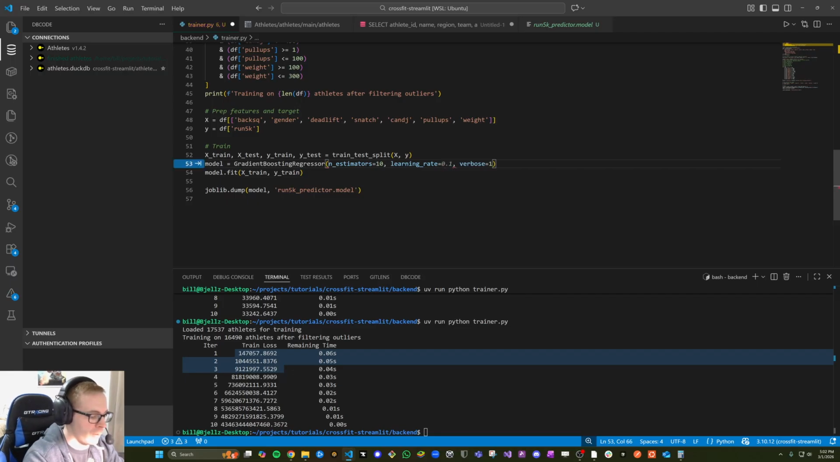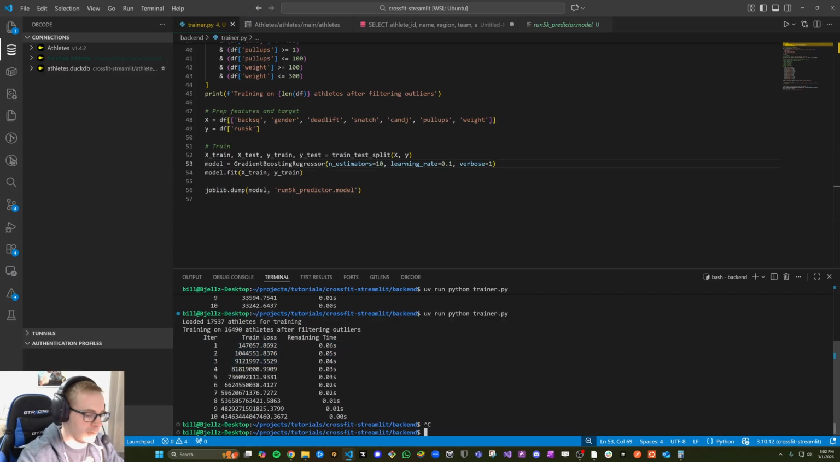So conversely, if you make it very small, like 0.1, then let's see what happens.